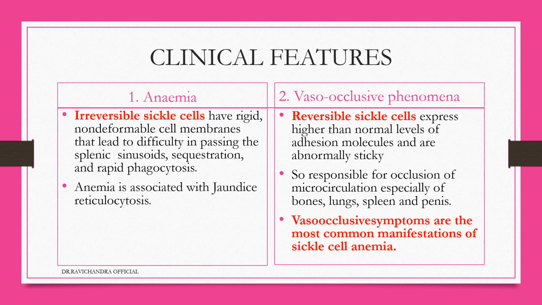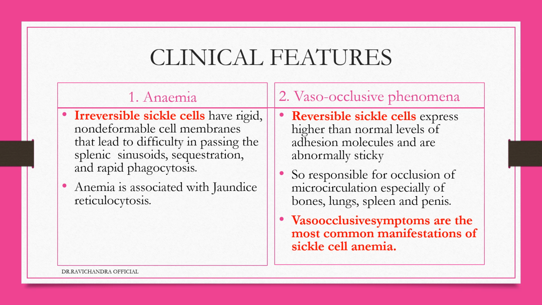Clinical features of sickle cell syndromes: there will be anemia and vaso-occlusive phenomena. Anemia. Irreversible sickle cells have rigid, non-deformable cell membranes that will lead to difficulty in passing the splenic sinusoids. There will be sequestration and rapid phagocytosis. Anemia is associated with jaundice and reticulocytosis. So, in sickle cell anemias, remember JAS. There will be jaundice, there will be anemia, there will be splenomegaly, and there will be reticulocytosis.